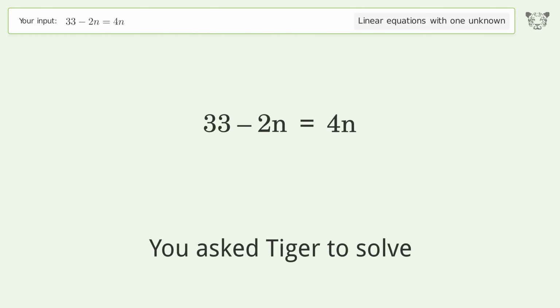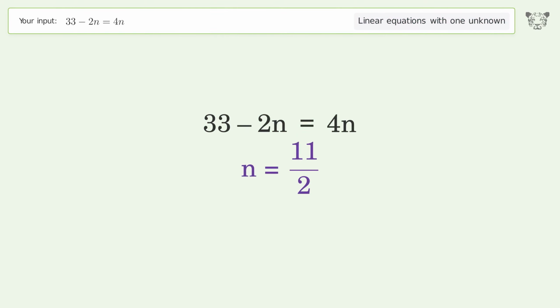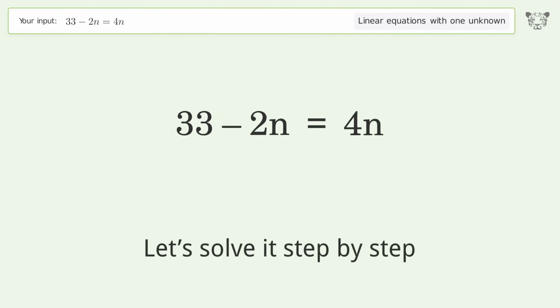You ask Tiger to solve this. This deals with linear equations with one unknown. The final result is n equals 11/2. Let's solve it step by step.